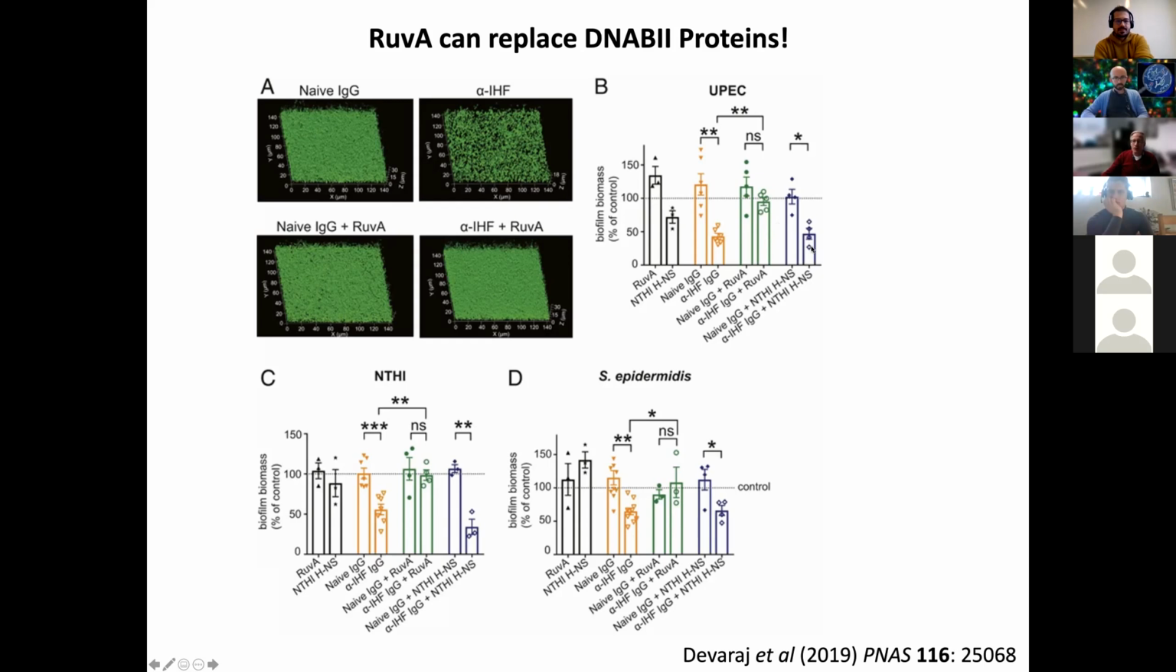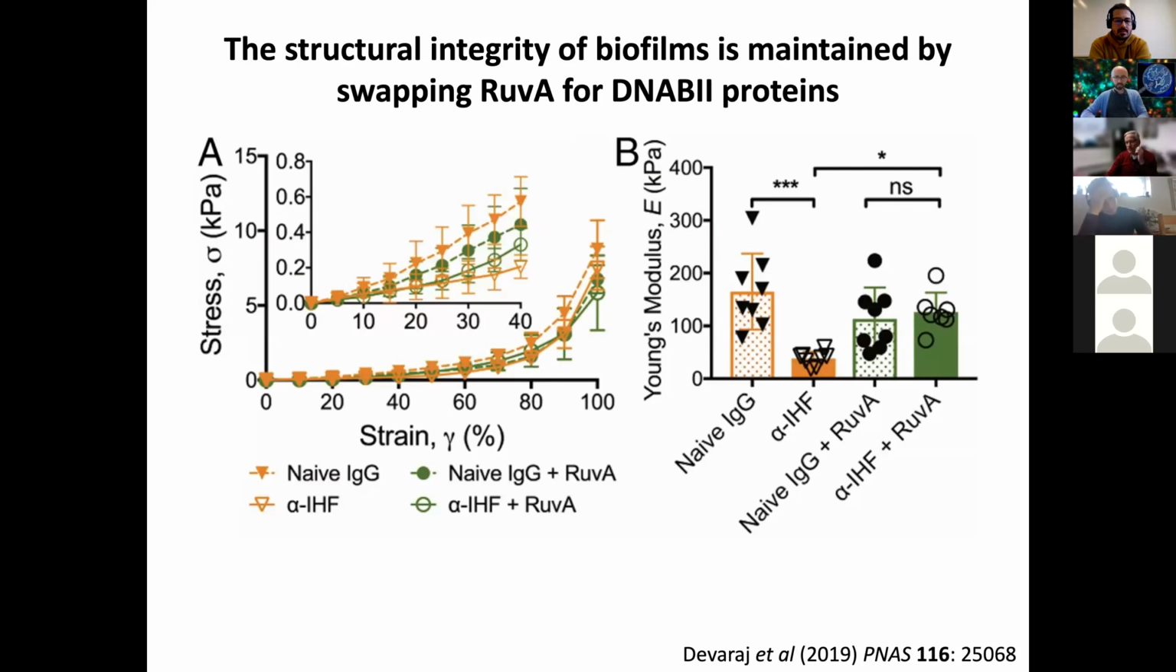And if we use other proteins, the anti-IHF works just fine. So HNS is another nucleoid-associated protein. It does not bind to Holliday junctions and does not have an effect. When we add anti-IHF, we see that there are rheological changes. We've measured the Young's modulus of biofilms that have formed, and basically, the Young's modulus is an indicator, very qualitatively, of stiffness. When we add anti-IHF, the stiffness of the biofilm goes down. When we add RuvA, there's no change. And when we add anti-IHF and RuvA, there's no change. And so as a consequence, we conclude that when RuvA replaces IHF or HU, any DNABII protein, it maintains the structural integrity of the biofilm, not just the biomass.